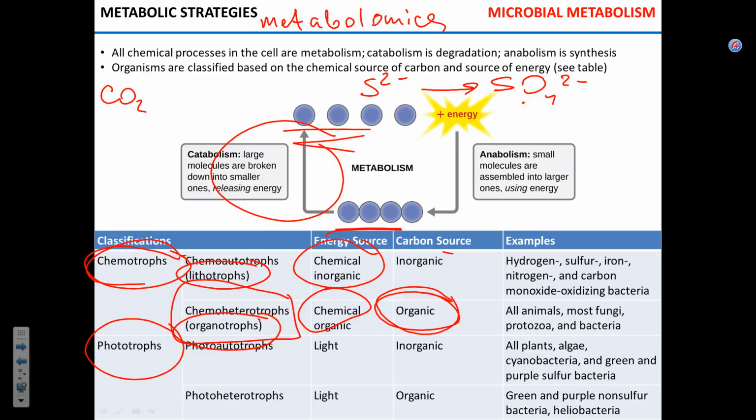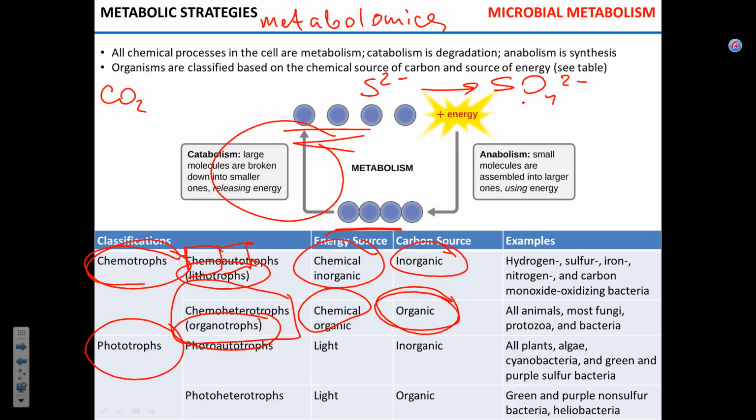Does anyone know where we can find the guys that can get energy from hydrogen sulfide, from ammonia, some other chemicals? Yeah, volcanic vents at the bottom of the ocean, other extreme environments. Organic matter is really not abundant there, so they have to obtain the carbon from inorganic sources. So they're going to be chemo, energy source, auto, carbon source, trophs. Does that make sense? Chemical source of energy, inorganic carbon.